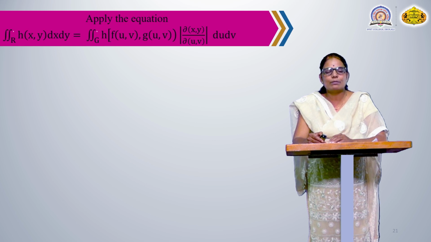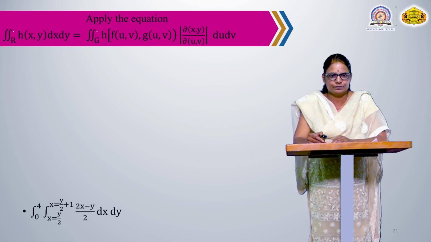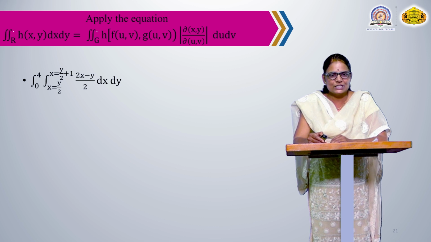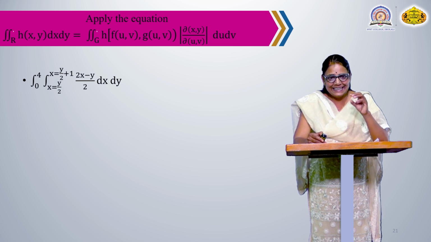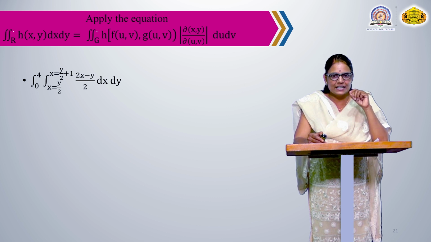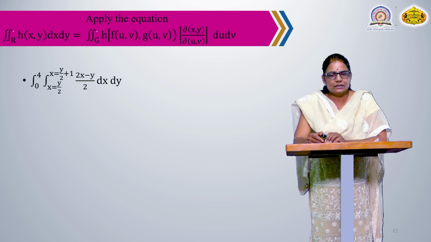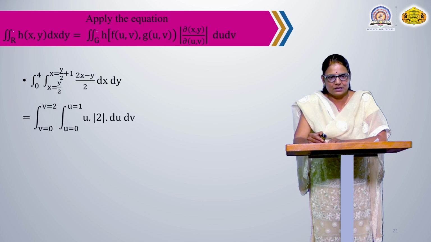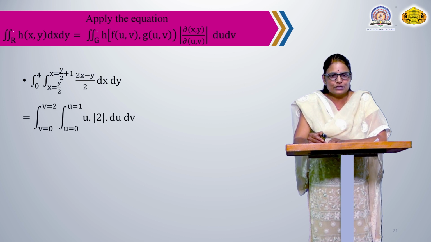So now we apply this equation to the given problem. First, just write the given integration. Next step is we replace the integrand and limits in terms of u and v, and second, dx dy is replaced by the absolute value of the Jacobian into du dv. So this integration becomes: first I replace (2x minus y) upon 2, which is v.